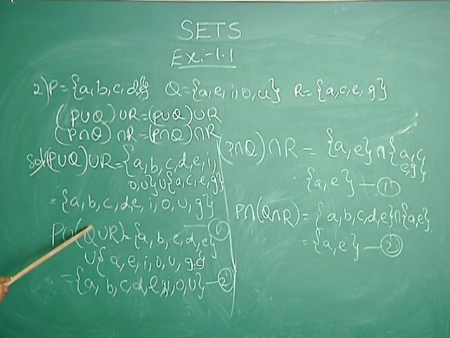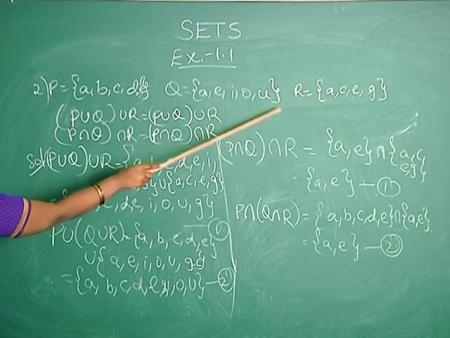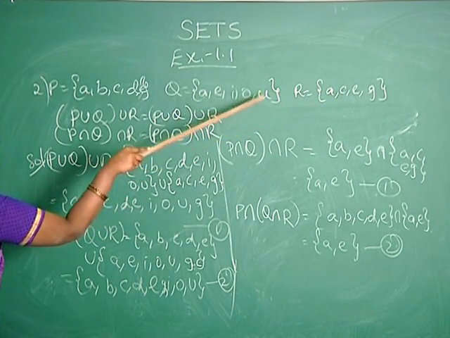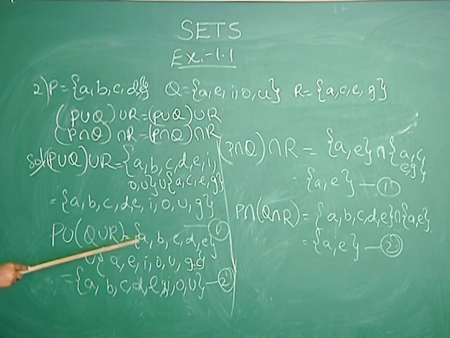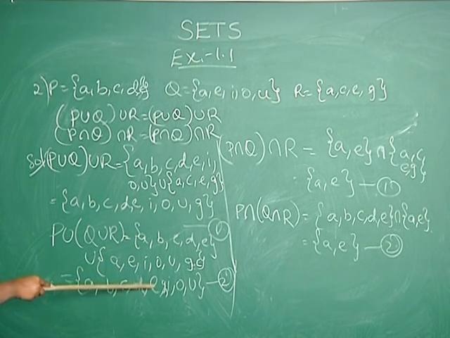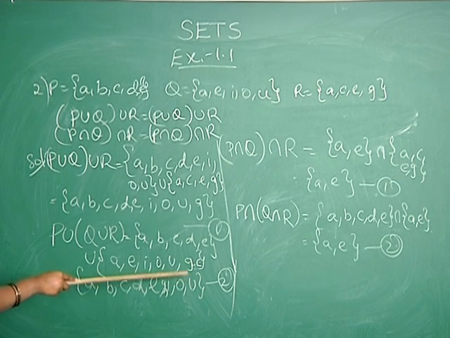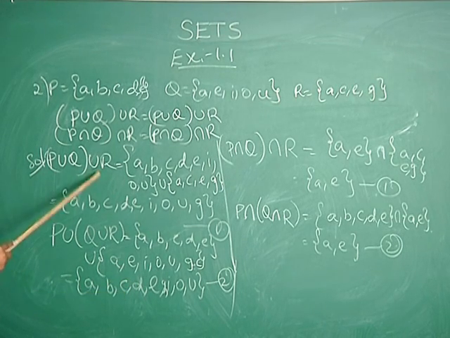First, the bracket one should be solved: Q union R. The Q set is A, E, I, O, U, and A and E we have already written here, so we are going to write C and G extra. Now P union this one combines all the elements: A, B, C, D, E, G, I, O, U. If you count the elements of this set, they are 9, and this set is also 9. Therefore, the associative property of union is verified.